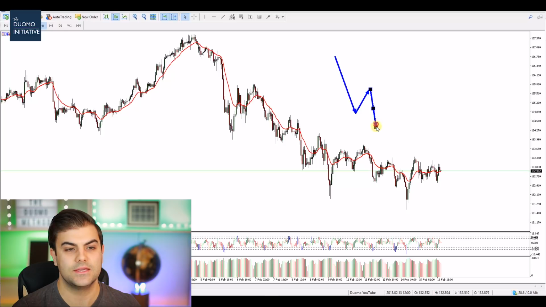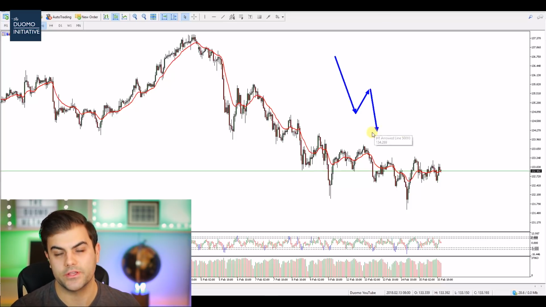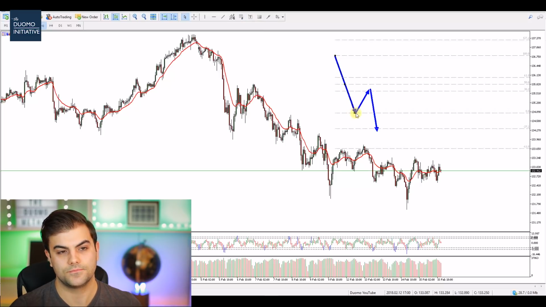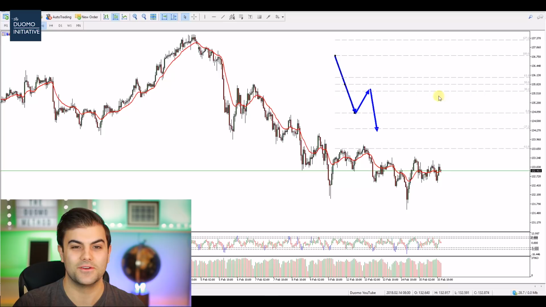So then, at this point, we're creating what we'd call an A, B, C, D pattern. And the D part of that A, B, C, D pattern is going to be the extension levels, either the 127.2 or the 161.8. Now, when we look at the Fibonacci range, which I'm just going to draw out based on this one we just mapped here. Oh look, it actually confirms there as well.